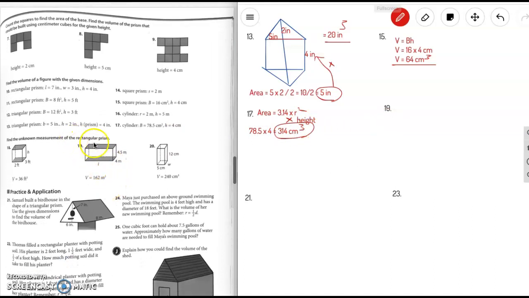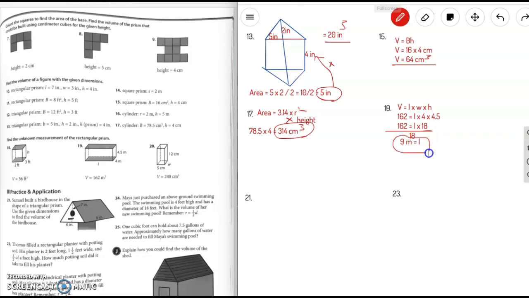Find the unknown measurement of the rectangular prism. So practice from what we did yesterday. Right, just filling in the numbers. The volume is 162 meters. The length is unknown, the width is 4 meters, and the height is 4.5 meters. So 162 equals L times 4 times 4.5, 18. So just divide both sides by 18. Okay, so 162 divided by 18 is 9 meters is the length.